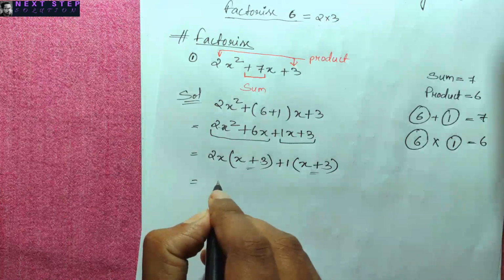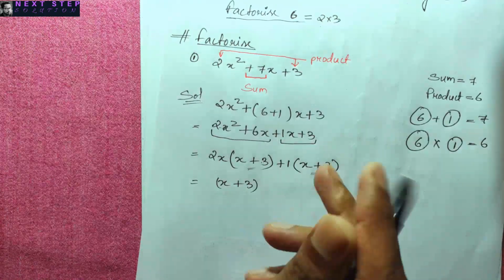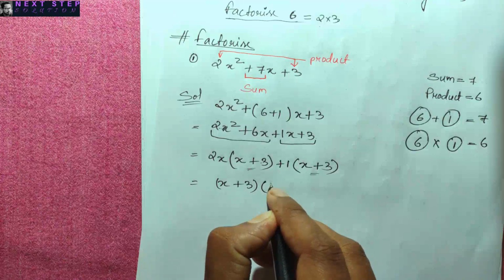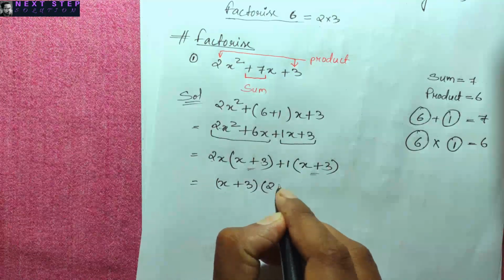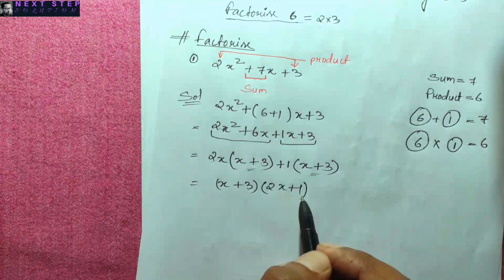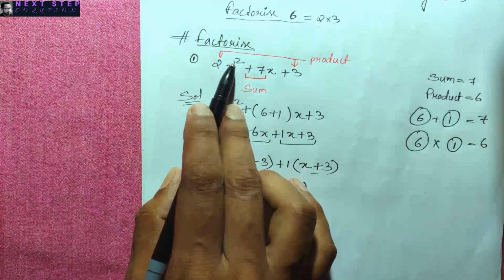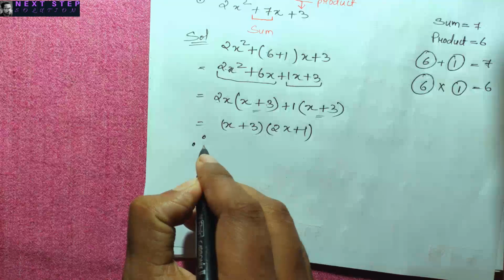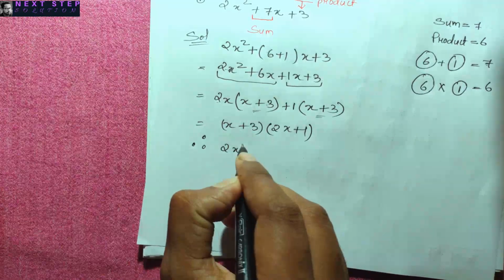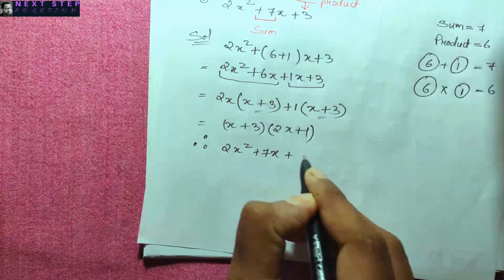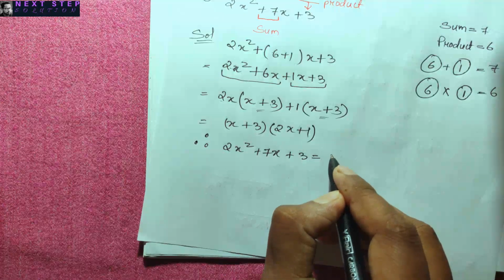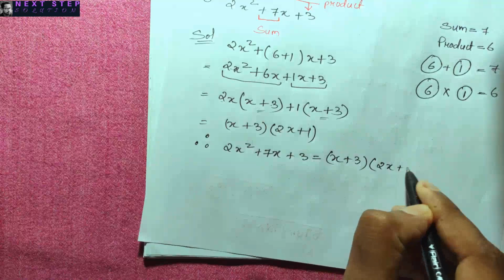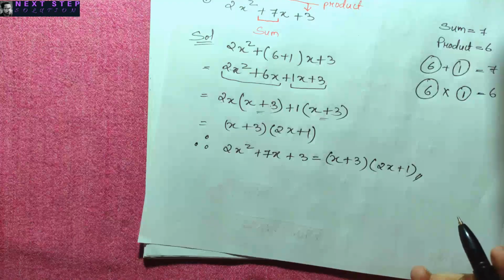We can write it as x plus 3 once, the common thing we'll write it once, and then outside the bracket what we have we will write it in another bracket, which is 2x plus 1. Now this is the factorization of 2x square plus 7x plus 3, so we write it as therefore 2x square plus 7x plus 3 is equal to x plus 3 in one bracket and 2x plus 1 in another bracket. This becomes the answer.